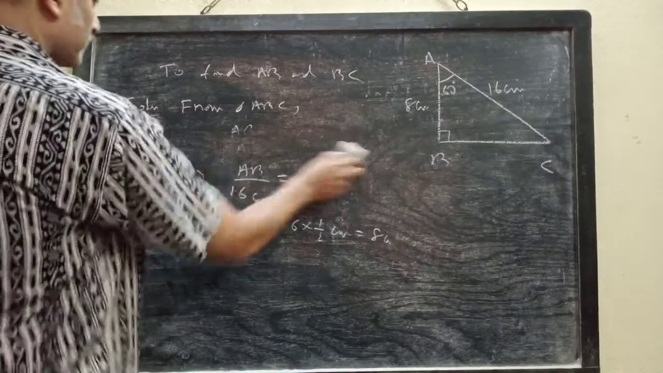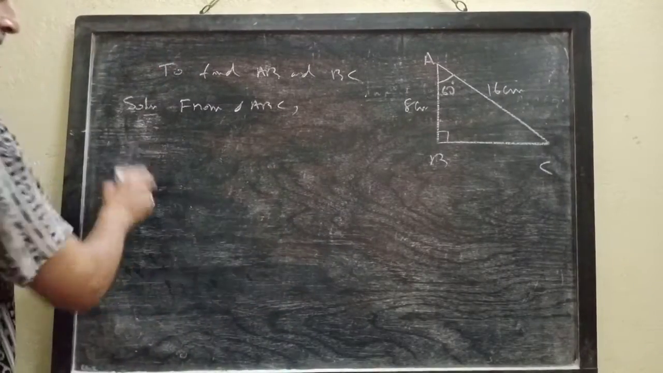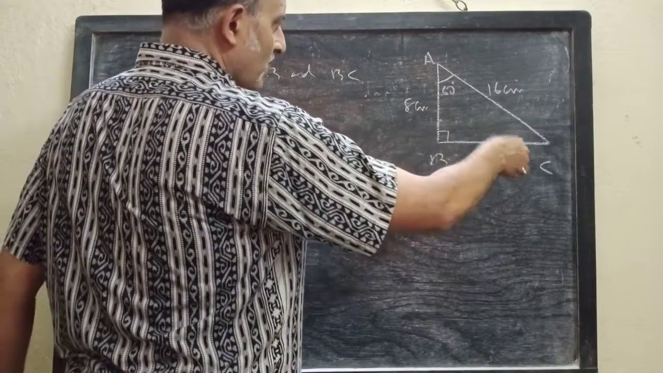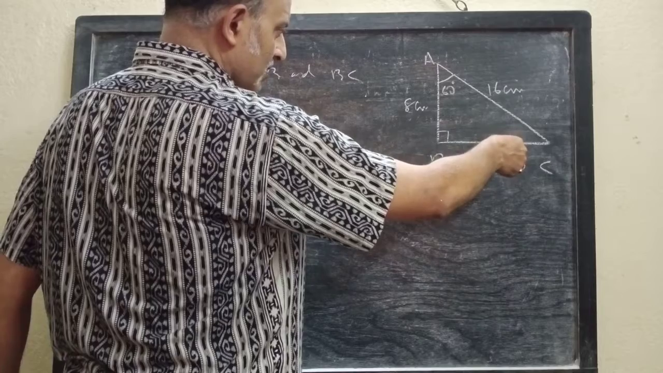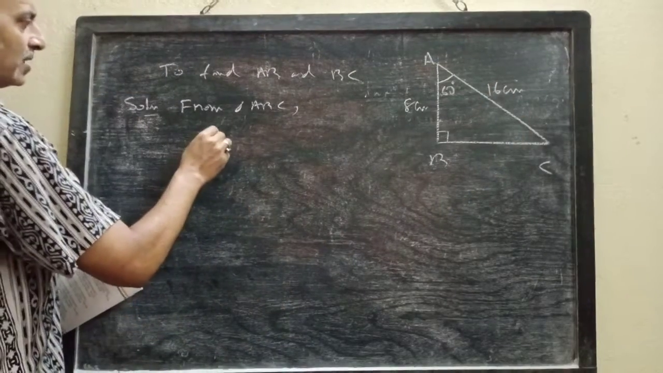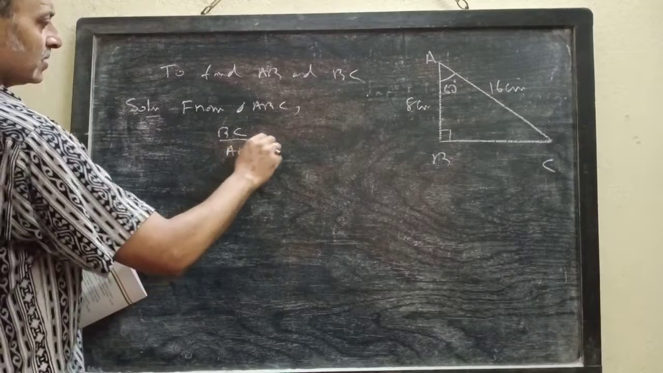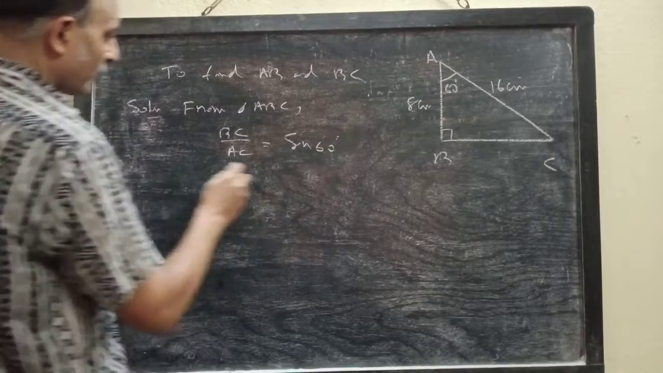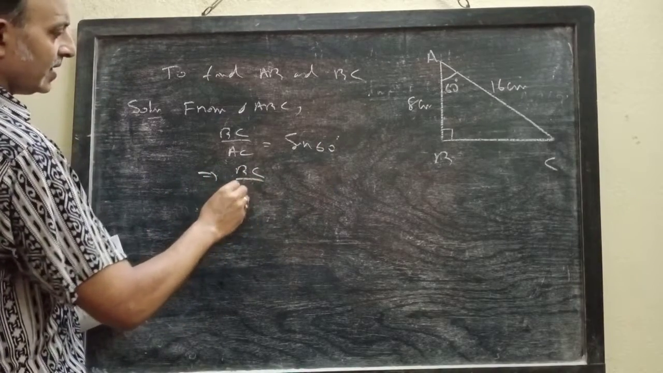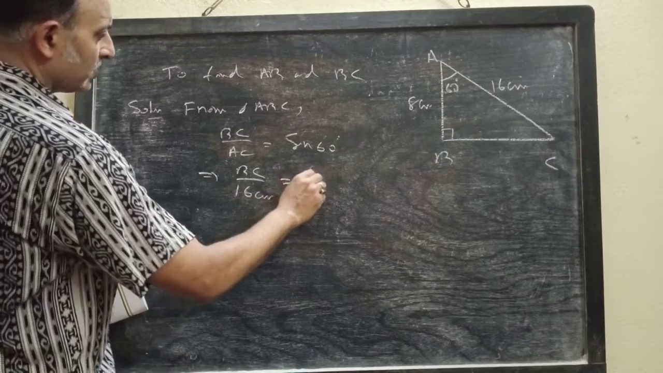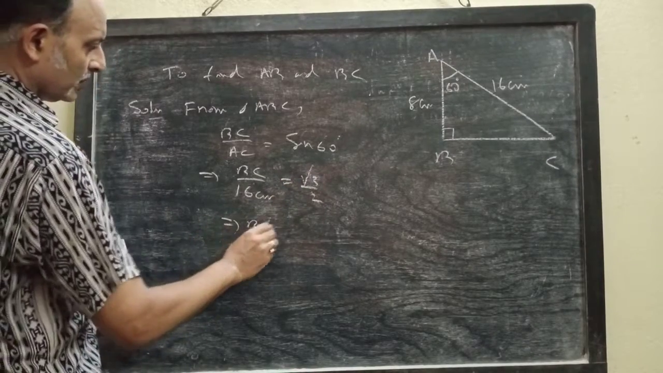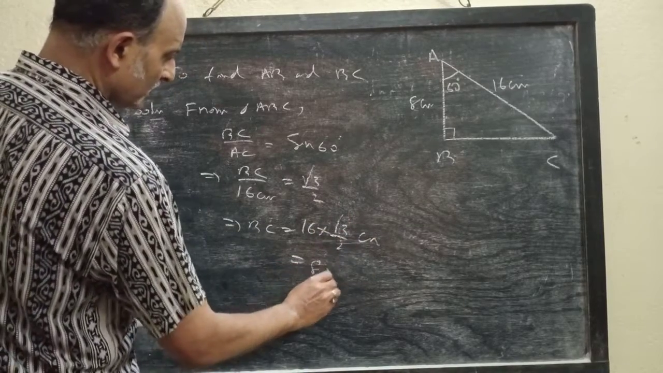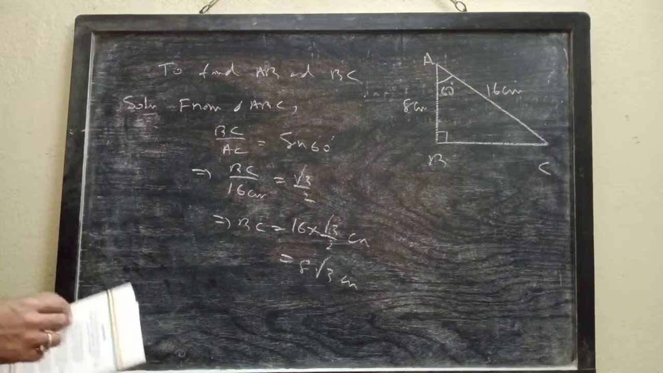Next, we have to find the length of BC. Now considering this angle, side BC will be the perpendicular because this is opposite to the angle concerned. So BC by AC, I am writing the ratio BC by AC. So this will become P by H. P by H is sin theta. So this is sin 60 degrees. BC by AC, AC is 16 centimeters. Sin 60 is root 3 by 2. So BC will become 16 into root 3 by 2 centimeters, that is 8 root 3 centimeters.